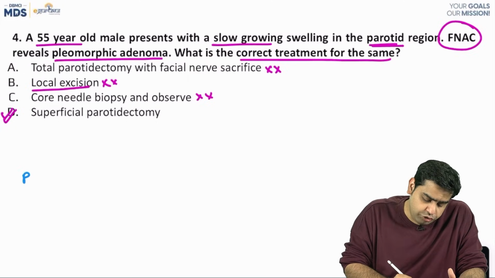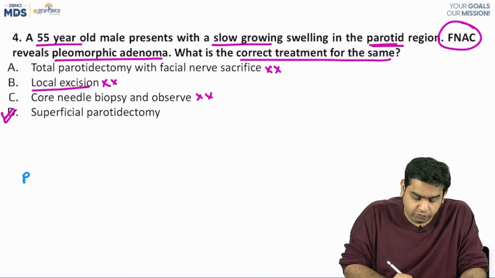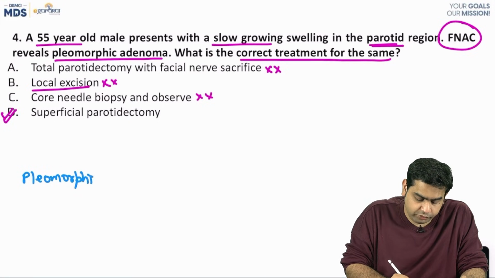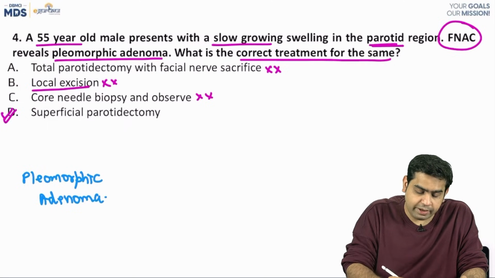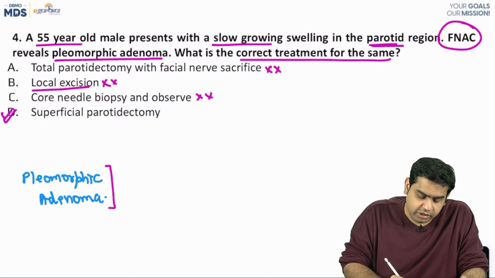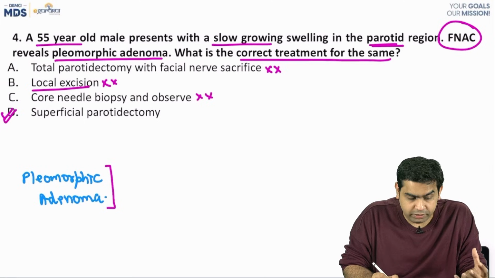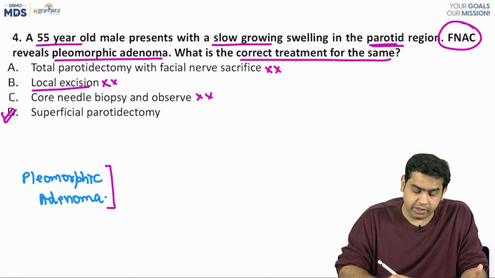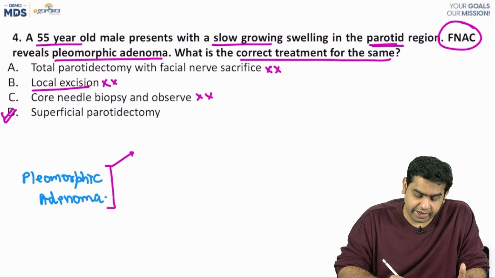So what you need to understand in the treatment of a pleomorphic adenoma is three things. Pleomorphic adenoma. First thing you need to understand and appreciate over here is that it is the most common tumor arising from the parotid gland. First thing. Okay. Second thing you need to understand is, what about enucleation?